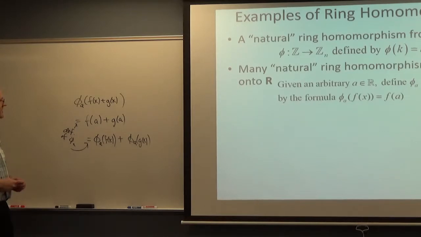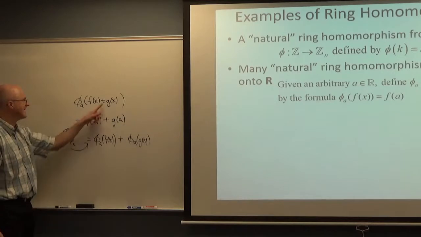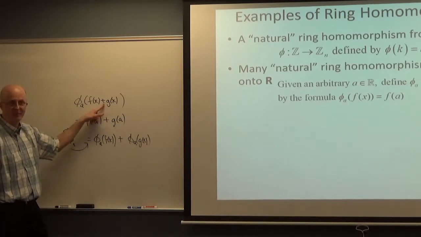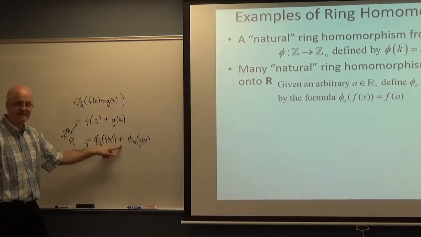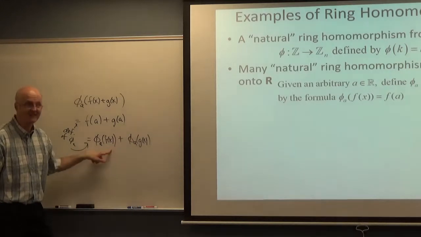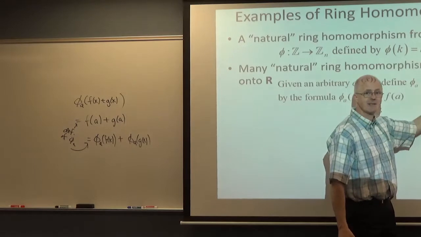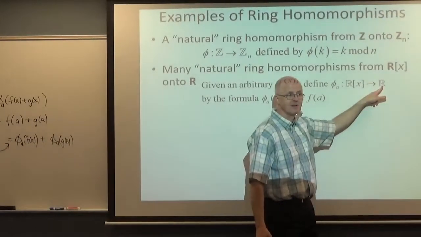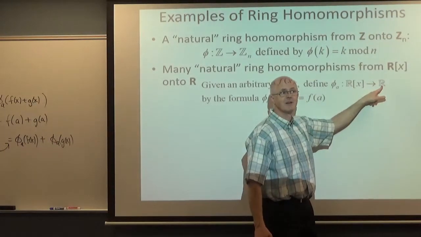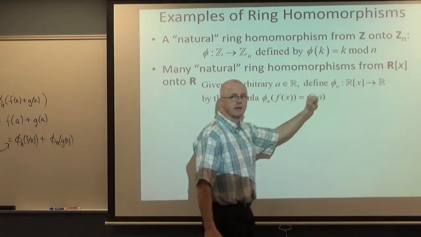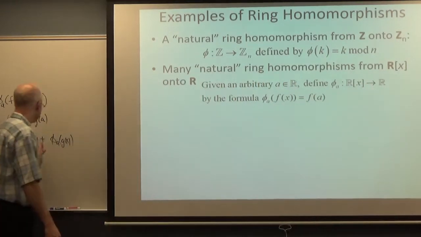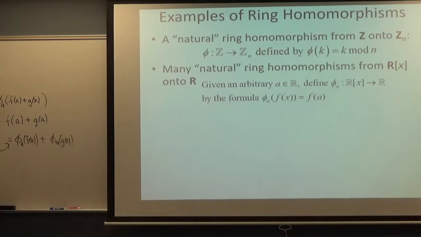Again, these additions are technically done in different rings. This is an addition of polynomials in the polynomial ring. This is an addition of numbers, right? The codomain is the set of real numbers, which is a ring. It's a field, even, under ordinary addition and multiplication. That's a sum of two numbers, for any fixed a and fixed f of x and fixed g of x.